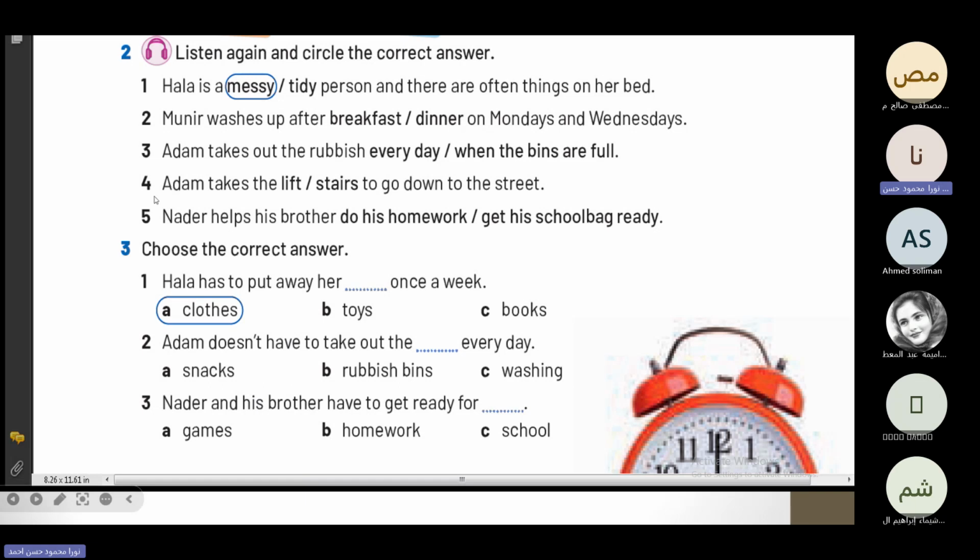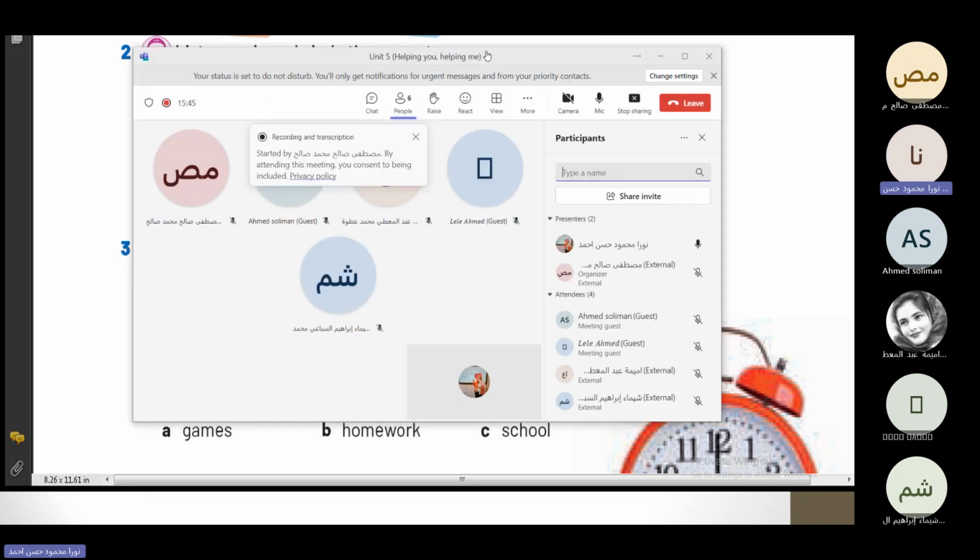Number 4, Adam takes the lift or the stairs to go down to the street. Remember when he takes out the rubbish and he lives on the 3rd floor? Does he take the lift or go downstairs? Yes, he takes the lift. Number 5. Okay. What about number 5?